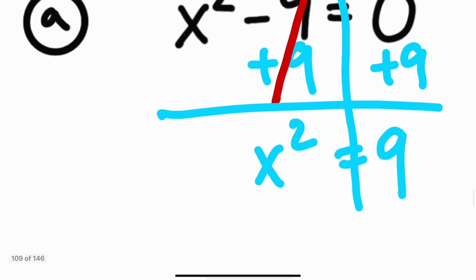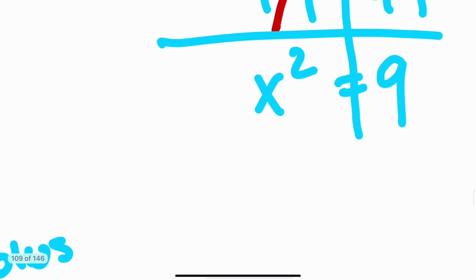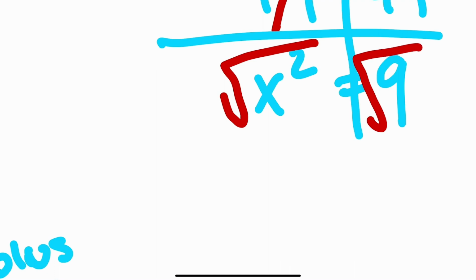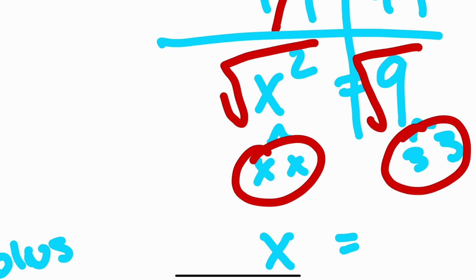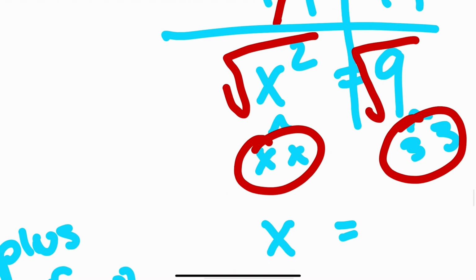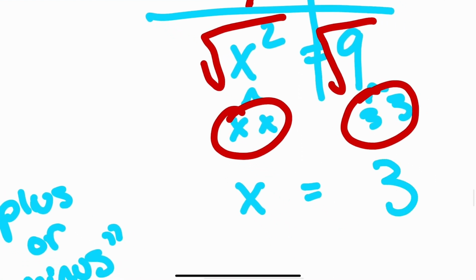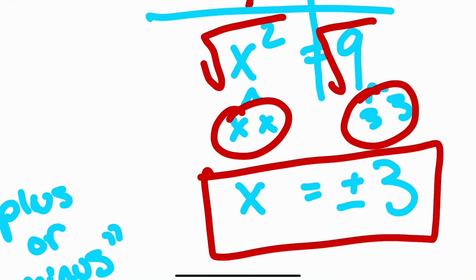X squared equals 9. Okay, next step was to use a radical on both sides, or square root both sides. When I do that, you want to break it up into your pieces. I have a pair of x's here, so that means I'm going to have an x equals, let's see, I need a pair for my 9. I know that 3 times 3 will give me 9, so that's my pair right there. And then last step was to write our answer with a plus or minus sign.